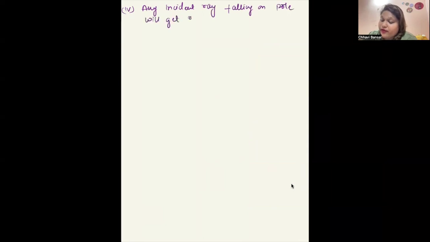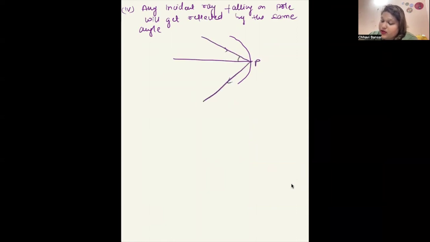Fourth point, any incident ray fallen on the pole will get reflected by the same angle. Means, for example, this is the mirror, this is the principal axis, pole. If a light is coming like this, it will get reflected this way. This angle I and angle R are equal, they are the same to each other.